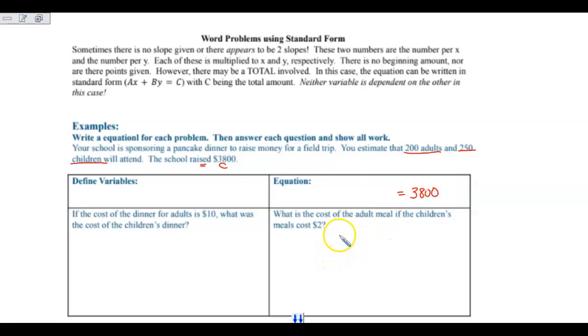So a lot of times when you have something like a pancake supper, you have an adult price and you have a child price. And so with that knowledge behind us, we know that there's going to be a price for the adults and there's going to be a price for the children that are going to be different. And we know that if we take the adult amount and the children amount and add them together, we're going to get our 3,800. So let's let our x be the amount for our adults, and y can be the amount for our children.